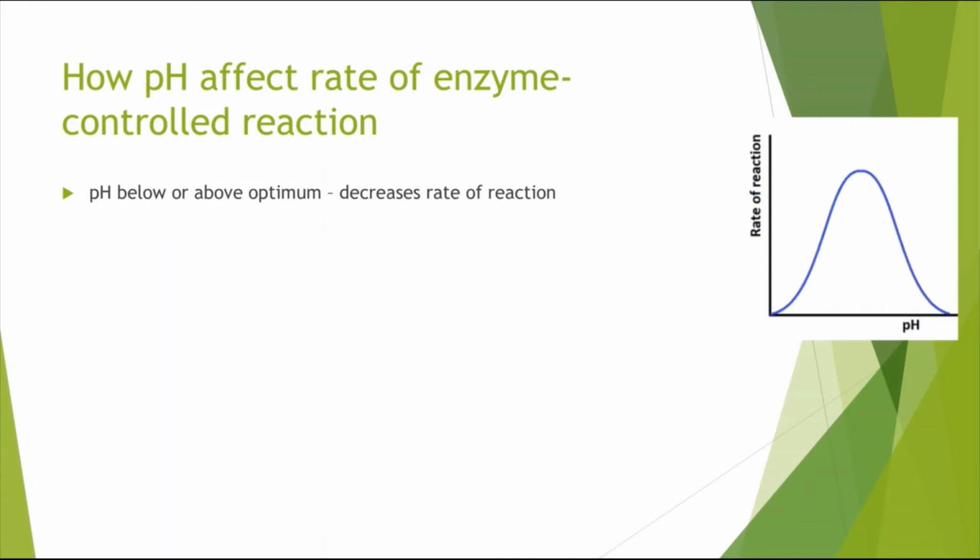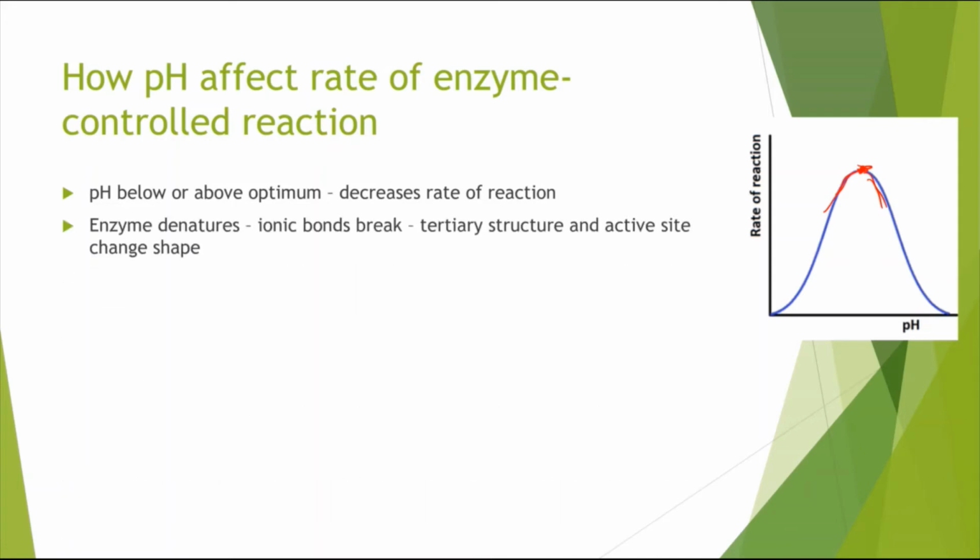Alright, so how does pH affect the rate of an enzyme-controlled reaction? If you change the pH below or above the optimum, it basically decreases the rate of reaction. This is because the enzyme denatures, and again the ionic bonds. This time, remember the pH is basically the concentration of H plus ions. H plus ions are an example of a cation, and they would form bonds with negative ions, which are the anions, and form ionic bonds.